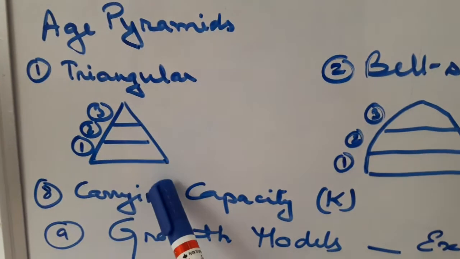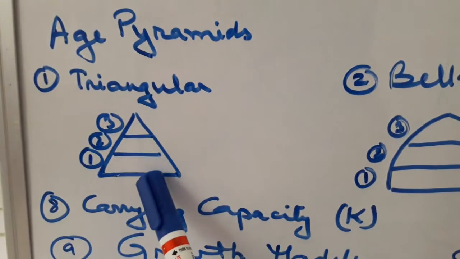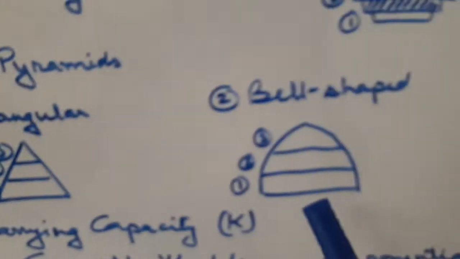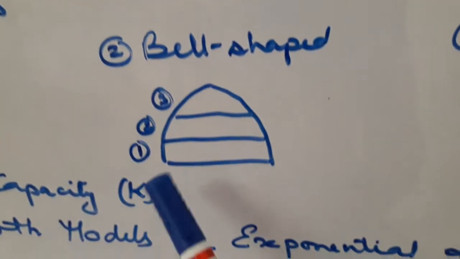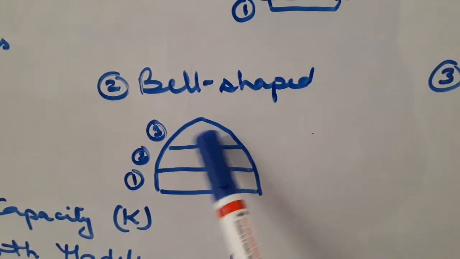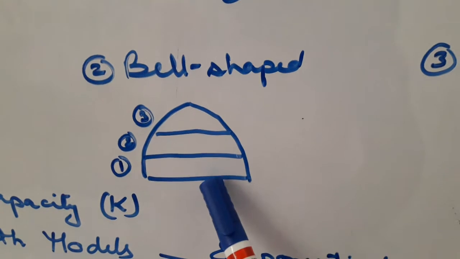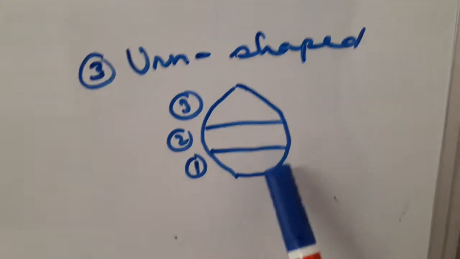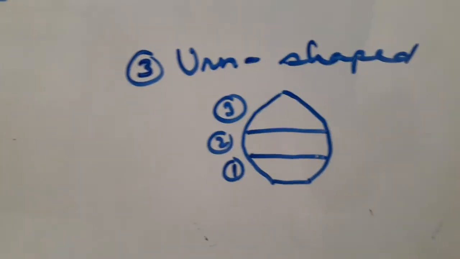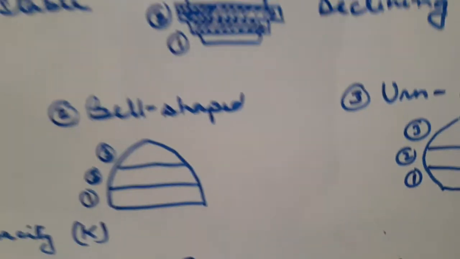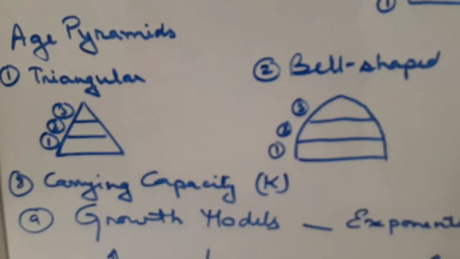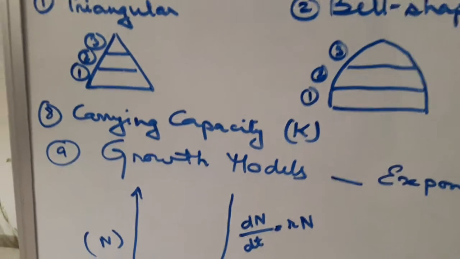First is the triangular pyramid. Here the pre-reproductive individual number is more, reproductive less, post-reproductive even less. Next, a bell-shaped curve. Here pre-reproductive and reproductive are almost the same, and post-reproductive is less. And in urn-shaped, the reproductive organisms are more, and pre- and post-reproductive organisms are less. So based on the distribution, we find three different types of age pyramids. These age pyramids are very important for your questions.